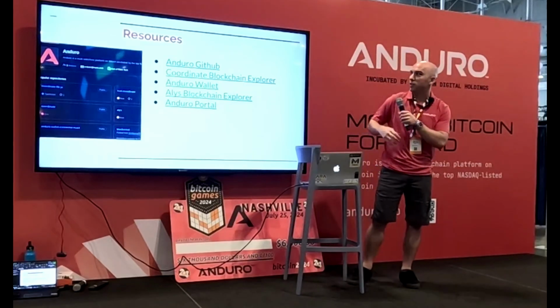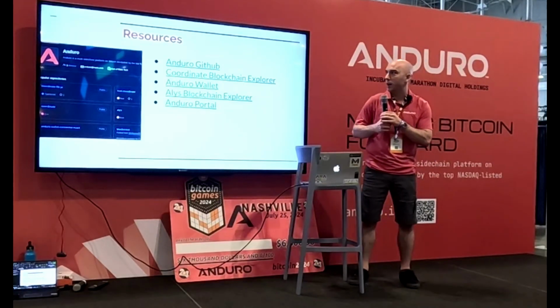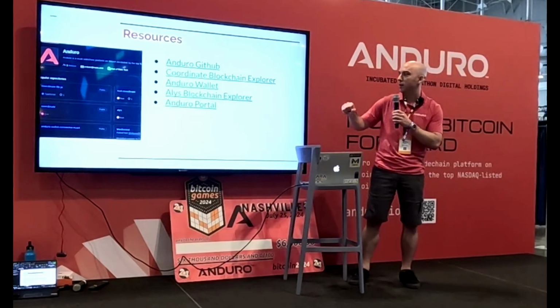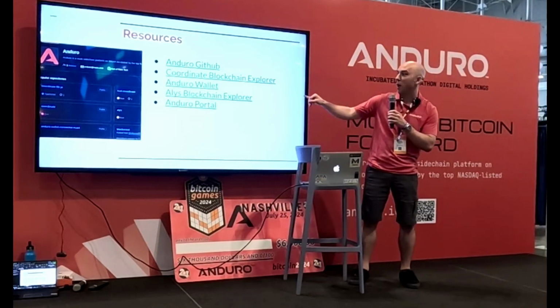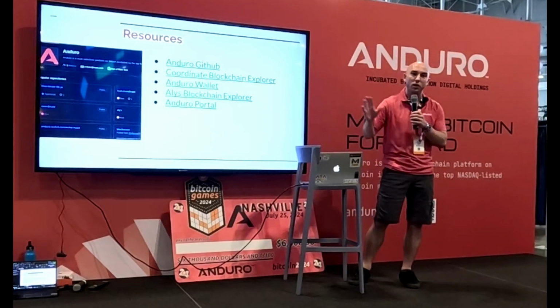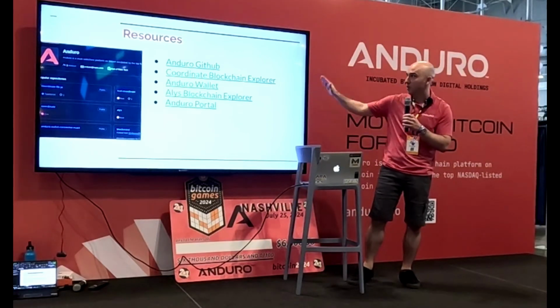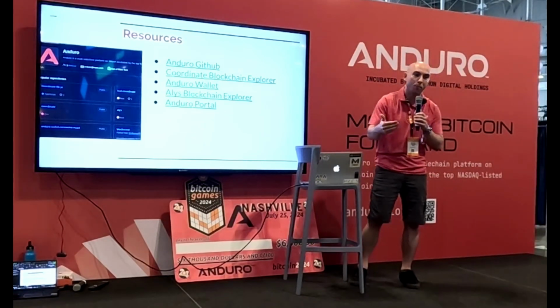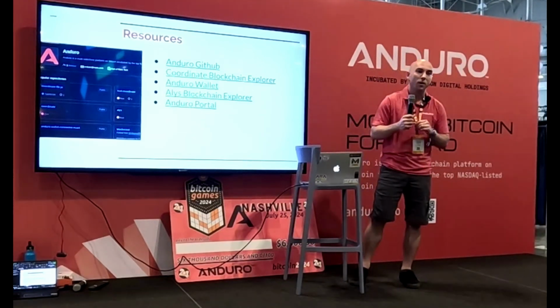And the final thing is there are some resources as well. You've got the Enduro GitHub, Coordinate Blockchain Explorer, the Enduro wallet is available, Alice Blockchain Explorer, and there's an Enduro portal. These are links that, if this slideshow ever makes it anywhere, you can click, and that might help you through the building process of your first Enduro application.